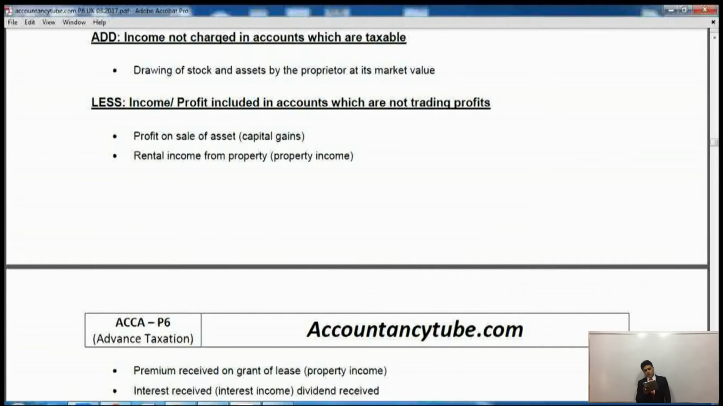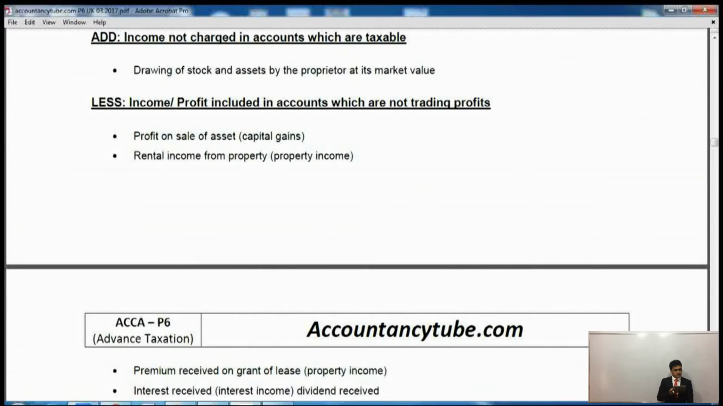Drawing of stocks and assets by proprietor at its market value. So if anything has been withdrawn from the business by the proprietor, we must take the market value of it and we must add that in the income statement, right? Because this is income, although it has been withdrawn by our boss, by the proprietor, it is income as far as the income statement is concerned for taxation.